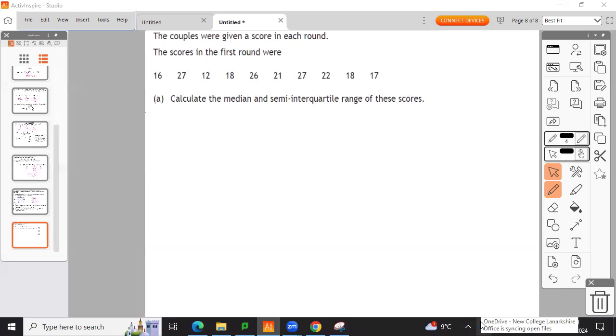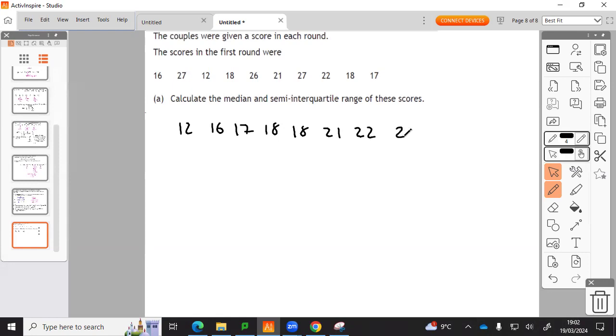Okay, very quickly then, guys, we'll just put them in order. So the first one you've got is 12, goes to 16, 17, 18, 18, 21, 22, 21, 22, 26, 27, 27. Okay, so that's all the scores in numerical order.